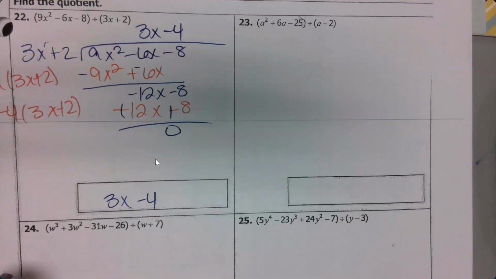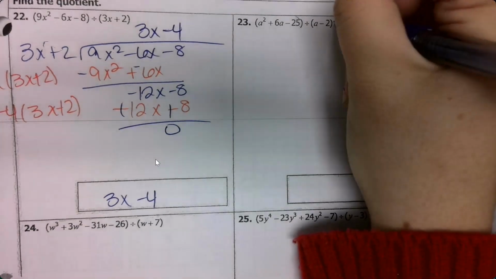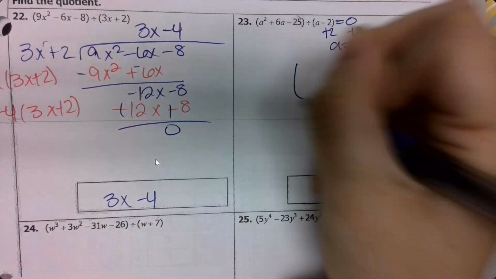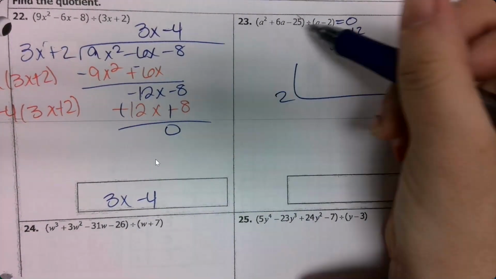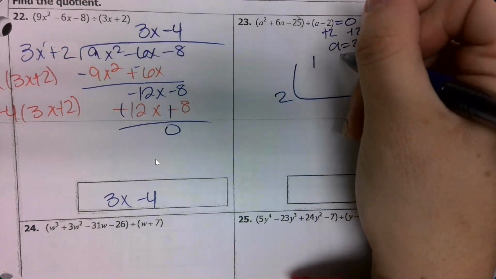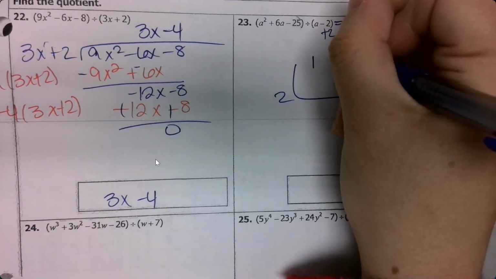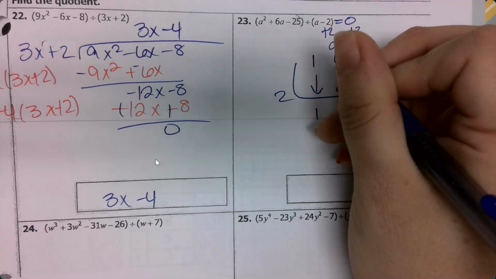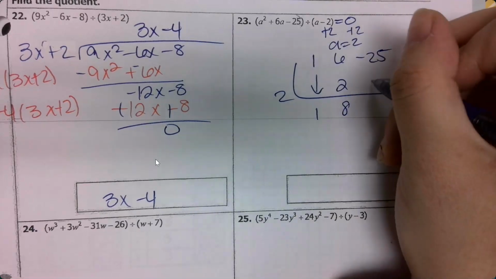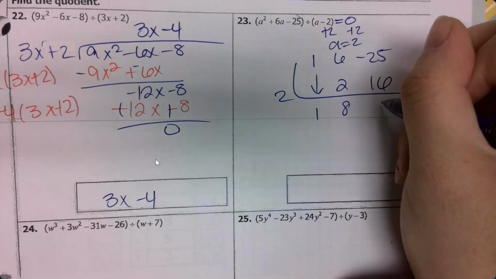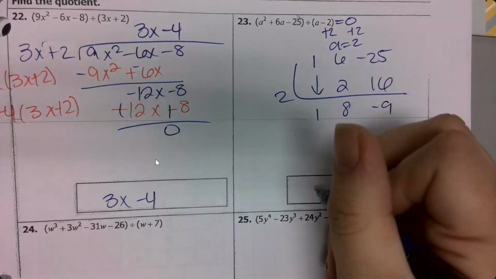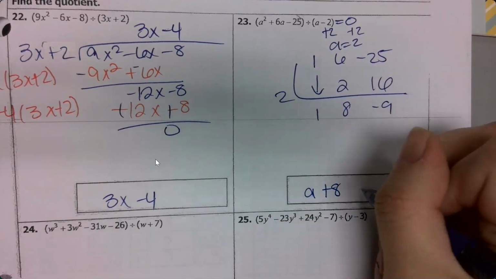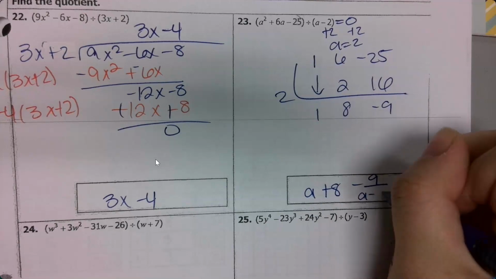On number 23, I can use synthetic division. So I can take this and set it equal to 0. I add the 2 over, and I get a equals 2. So that means on the outside, I'm going to have a 2. Then I want to write my coefficients down for my dividend. I have 1, 6, negative 25. I bring the 1 down. 2 times 1 is 2. 6 plus 2 is 8. 2 times 8 is 16. Negative 25 plus 16 is negative 9. So I fill back in my x's with 1 degree lower. Oh, in this case it was a's. So I'm going to have a plus 8 minus 9 over what I divided by, which was a minus 2.